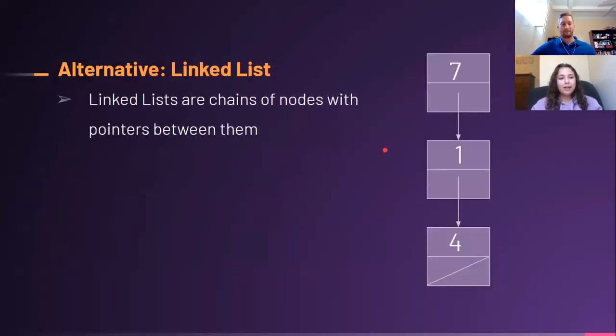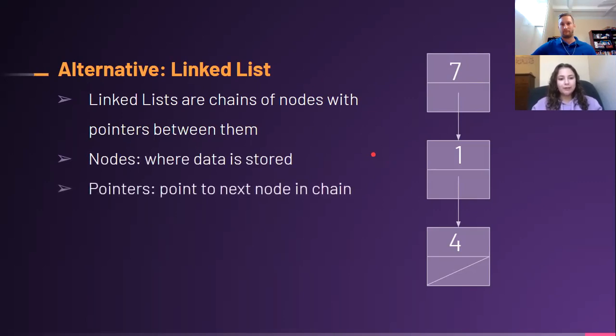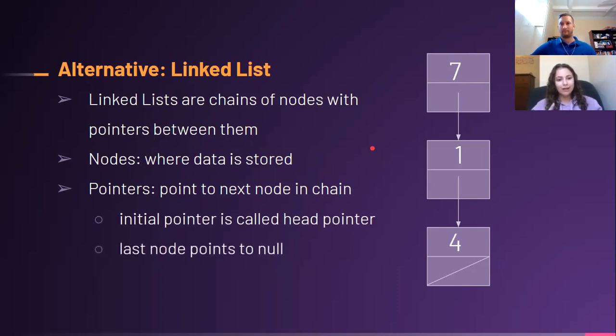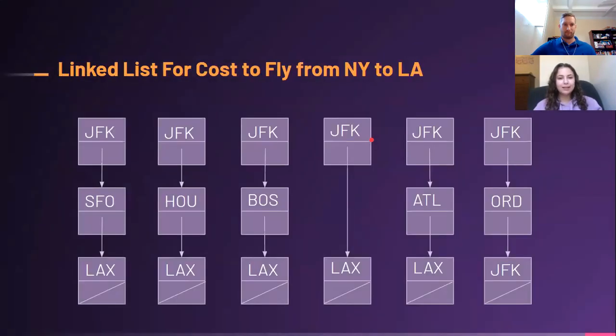In terms of an alternative implementation of a data structure, we can also use a linked list. Background is there are chains of nodes with pointers between them. Nodes are where the data is stored, and the pointers point to the next node in the chain. The initial pointer is called the head pointer, and the end pointer points to null. If you look at this, you're probably thinking this seems very familiar to the graphs we went over in the beginning.